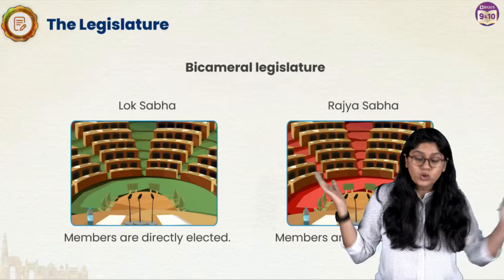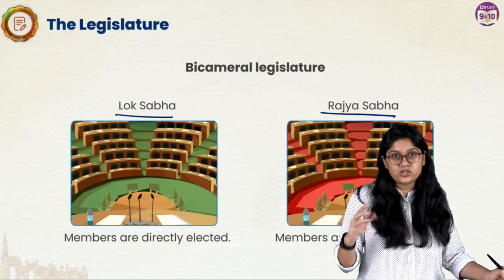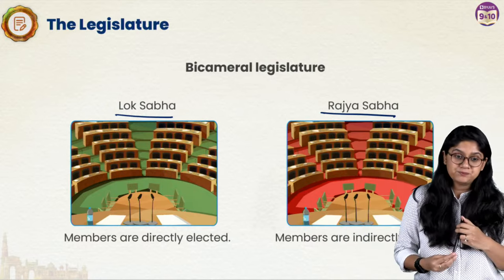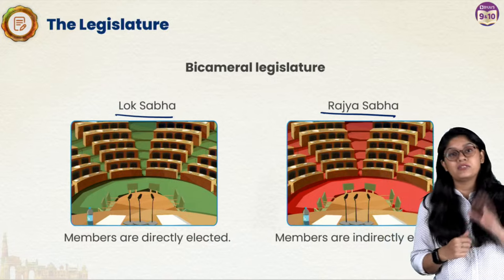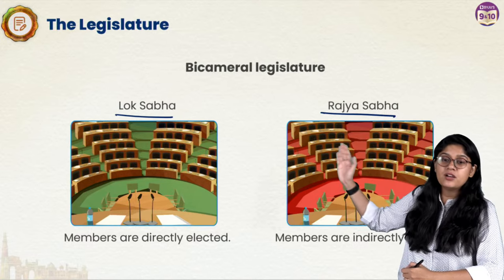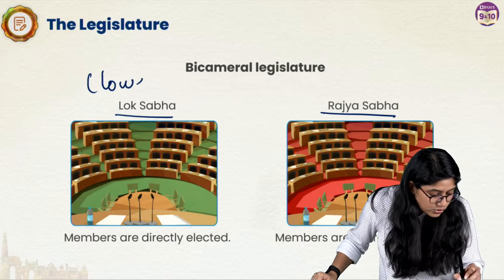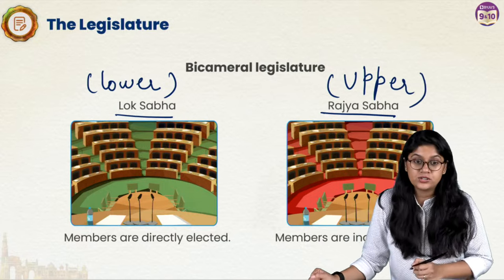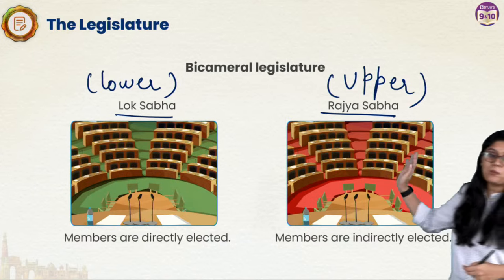So we can say that both the houses, both the Lok Sabha and the Rajya Sabha, play a very, very important role. Okay? Let me ask you a very interesting question, everyone. Which house do you think is more powerful? We have two houses, Lok Sabha and Rajya Sabha. Lok Sabha is also called the lower house, and Rajya Sabha is also called the upper house. Which of these houses has more power?